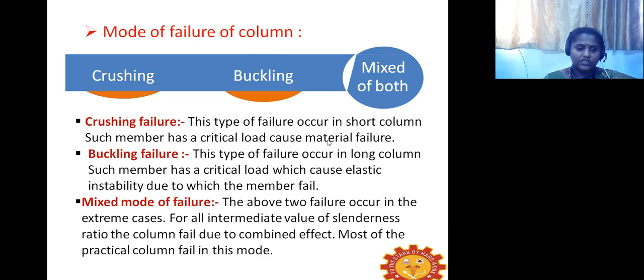And the third one is the mixture of both crushing and buckling together. The above two failures occur in extreme cases. For all intermediate values of slenderness ratio, the column fails due to the combined effect. Most practical columns fail in this mode. So practically available columns generally fail because of both buckling and crushing together.